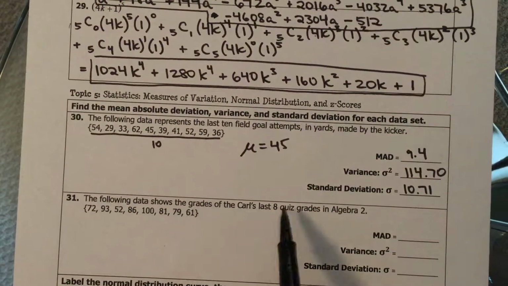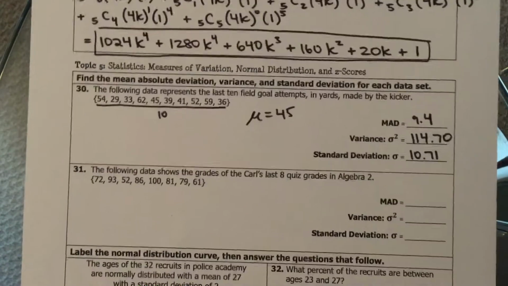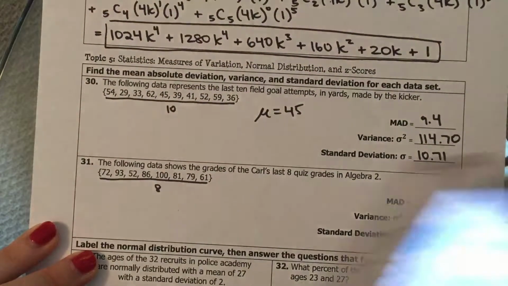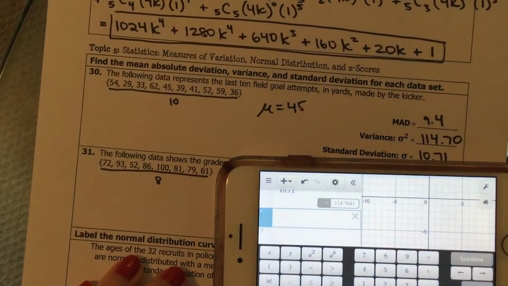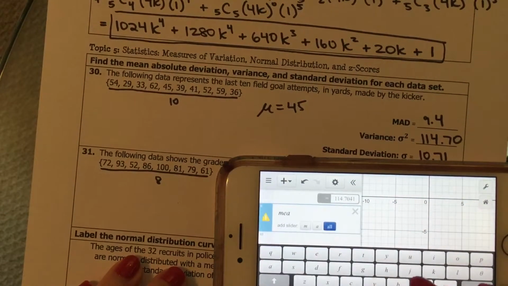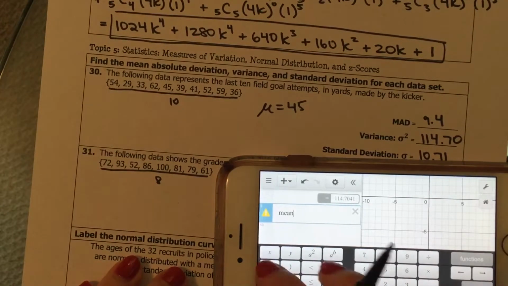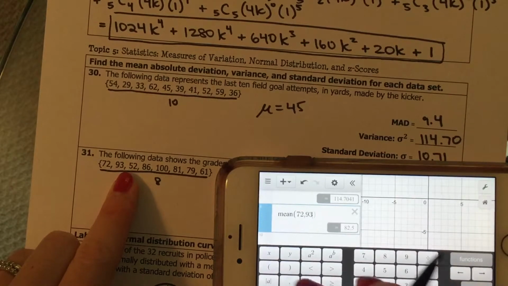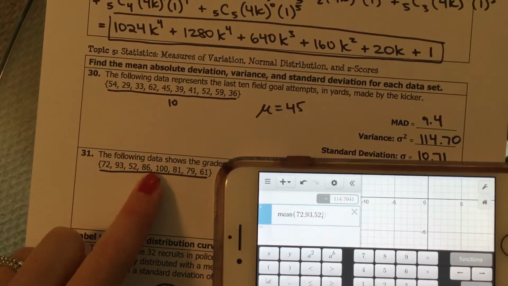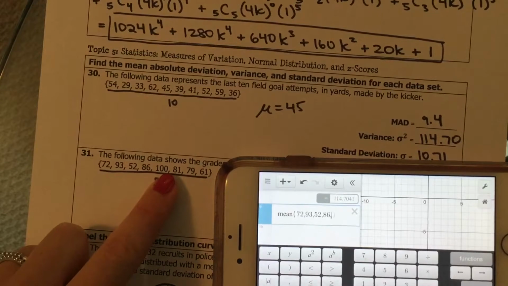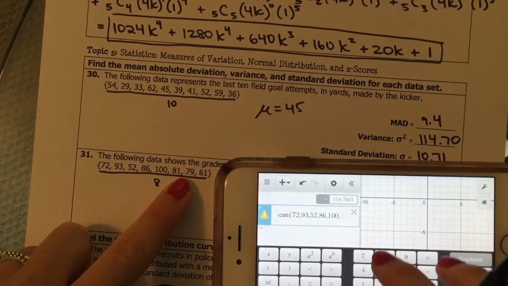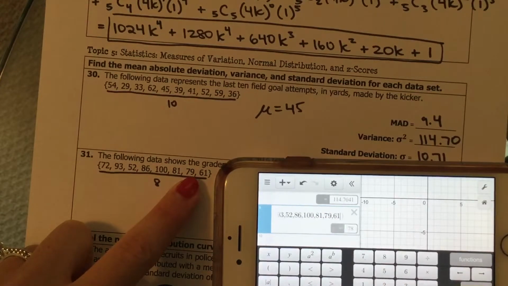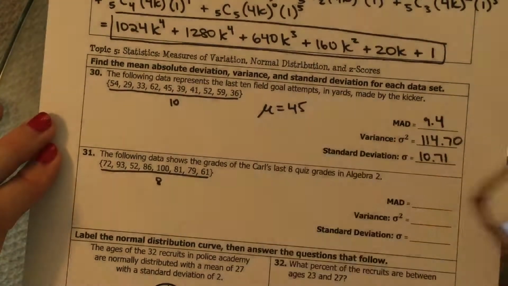Second set, number 31, we have Carl's last 8 quiz grades in Algebra 2. So let's figure out this mean. So this is out of 8. So next line, let's get the mean. Remember, if you know what the commands are, you can just type them if you want to. So the mean of 72, 93, 52, 86. Carl, you're kind of all over the place. Okay, so the mean is a 78.